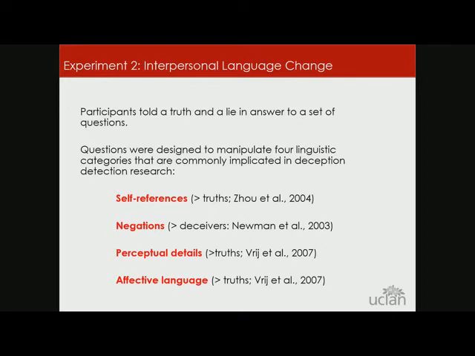The questions were designed to manipulate 4 linguistic categories that are commonly implicated in CBCA research. These were self-references, and I know there's some debate around a few of these categories in the literature anyway, in terms of the patterns that they show in relation to deception. But generally, it's suggested that when we're being truthful, we use more self-references. Negations tend to be used more when we're lying. And perceptual details and affective language tend to be used more in truthful speech. So these are the 4 categories that we were interested in.